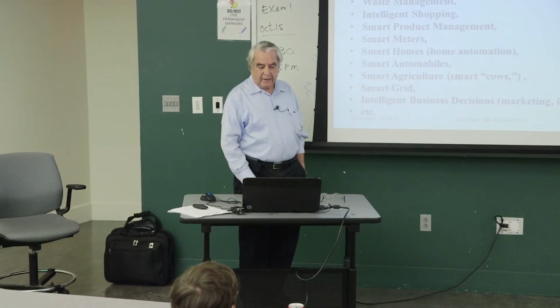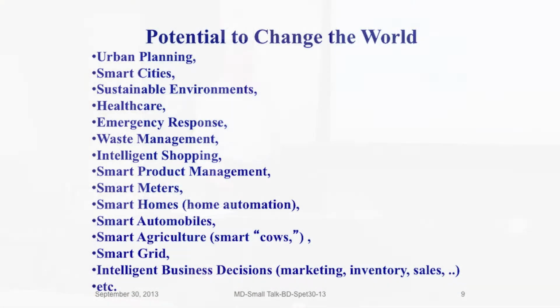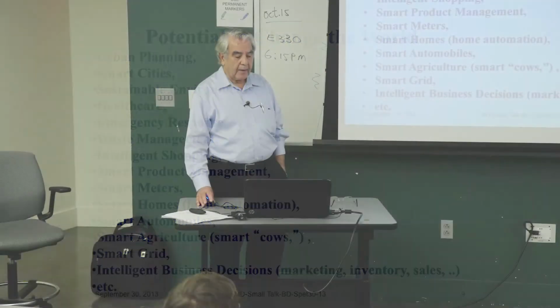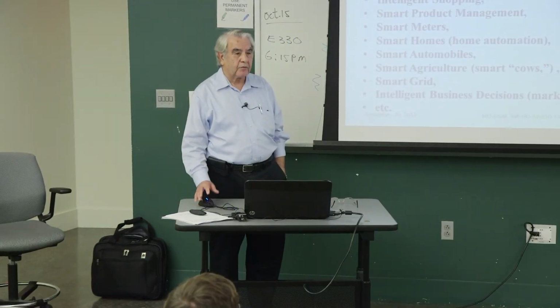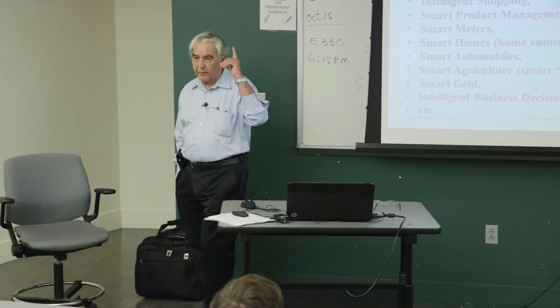So where does it work? You remember I said potential to change the world? Urban planning, smart cities, sustainable environment, healthcare, emergency response, waste management, intelligent shopping, smart products, smart meters, smart homes, smart automobiles, smart agriculture, smart cows, smart grid, intelligent business decisions, marketing, inventory, sales, etc. Smart cities, for example: some of you, I think I got you involved in the project which is happening upstairs.